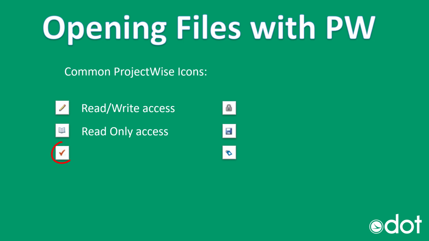Next, we have the red check mark there, and what this indicates is checked out by you. What this means is a copy of the file has been sent to your local working directory for editing. The file remains locked to others until the file is checked back in by you.